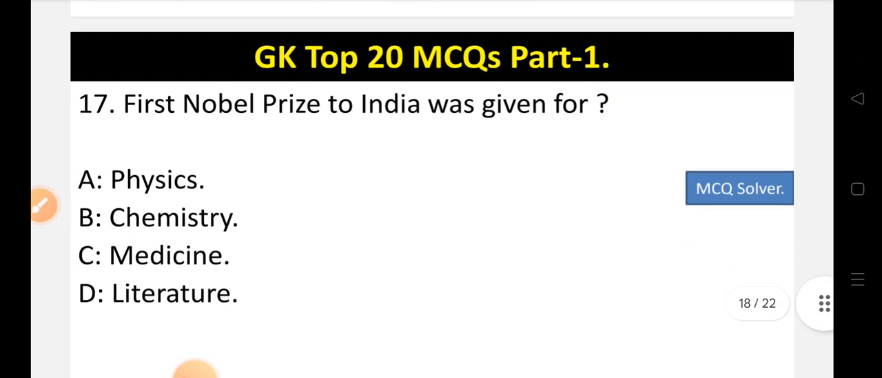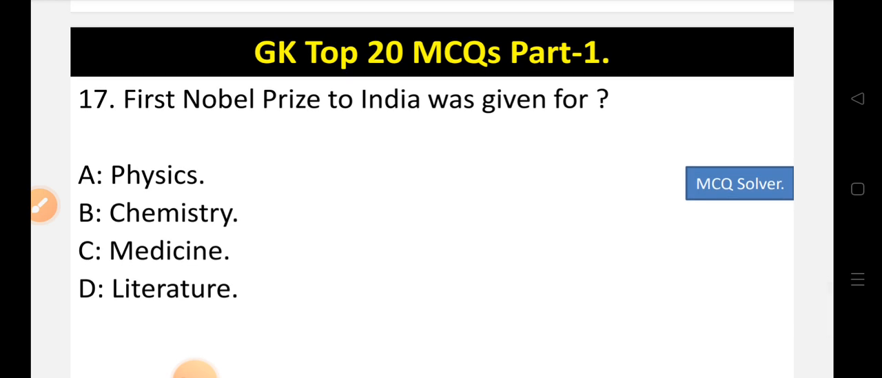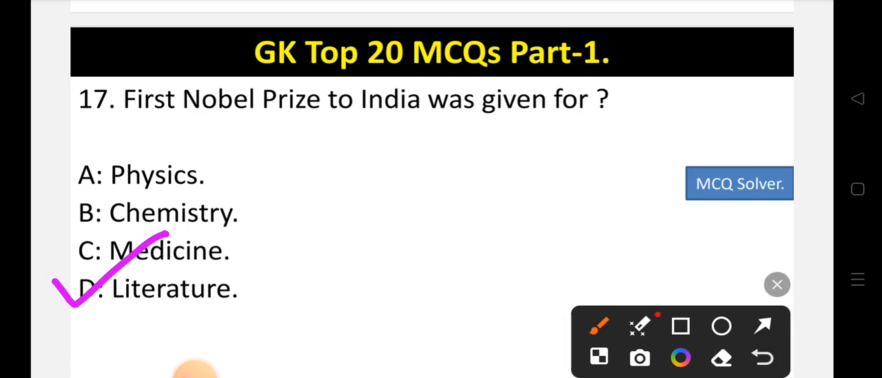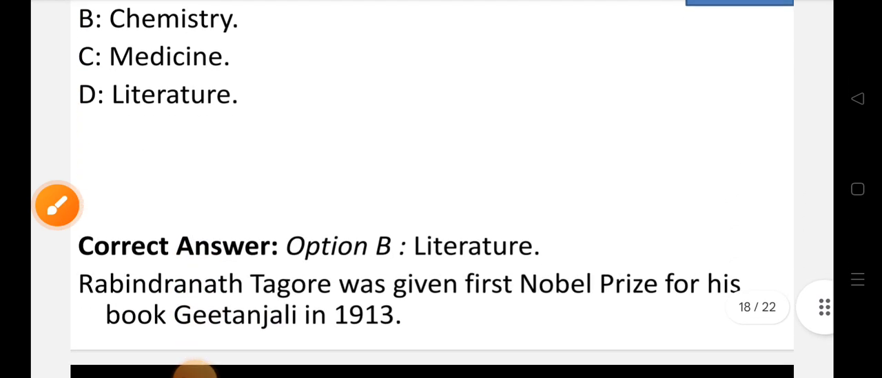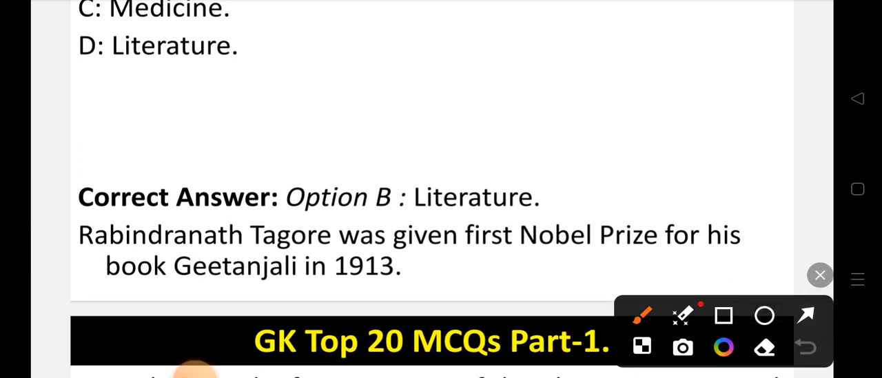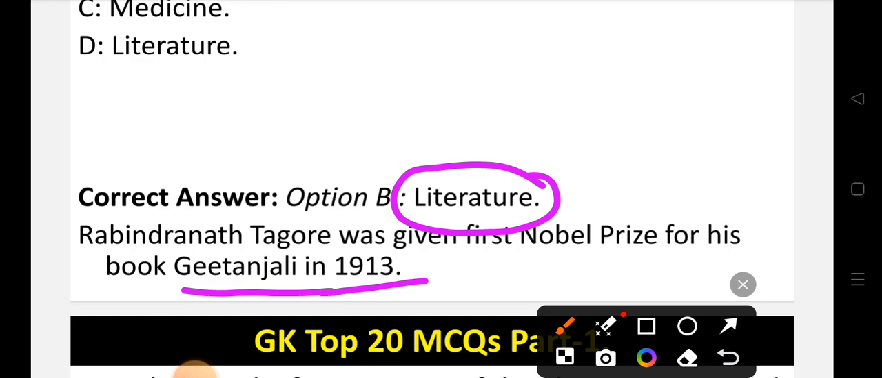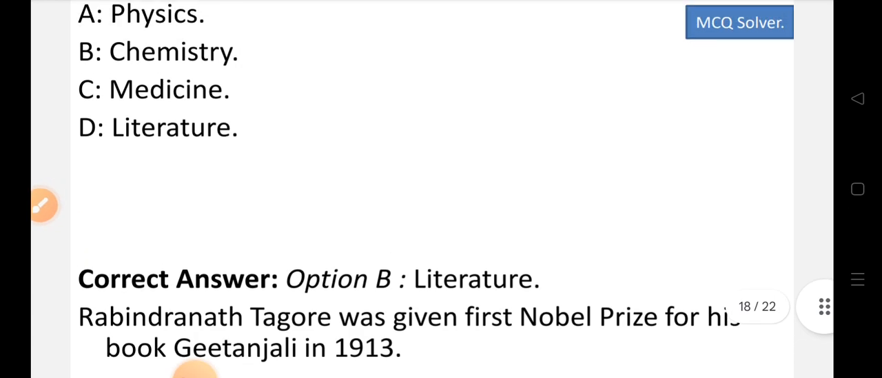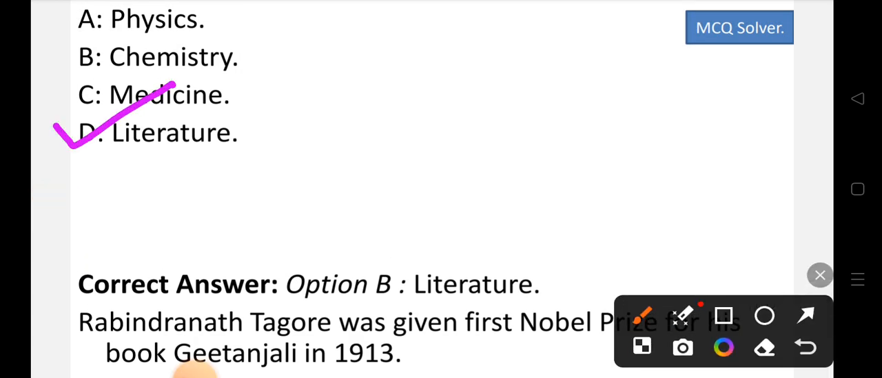Now let's move to question number 17. First Nobel Prize to India was given for, the correct option is option number D, that it was given for literature, and it was given to our great freedom fighter Rabindranath Tagore ji. So it was given to Rabindranath Tagore in the year 1913 for his book Gitanjali. So it was given in literature. It was India's first Nobel Prize. So the correct option is option D, literature.